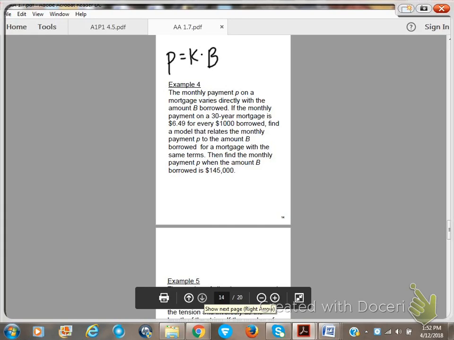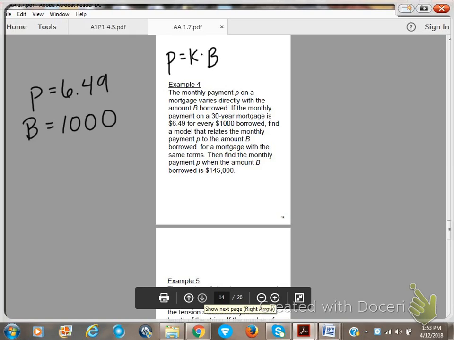All right, so if the monthly payment on a 30-year mortgage is $6.49 for every $1,000 borrowed, find a model that relates the monthly payment P to the amount B borrowed for a mortgage with the same terms. That's a lot of words. They're saying exactly what you've just done: $6.49 for every $1,000 borrowed. Now, the $1,000 borrowed, that's for B, agreed, and the monthly payment is $649. So where does the $649 go? P, yes. Lots of words for something pretty easy that they want you to do.